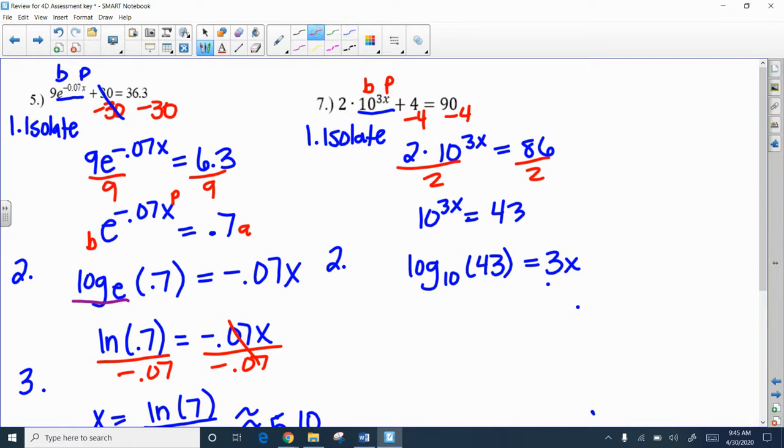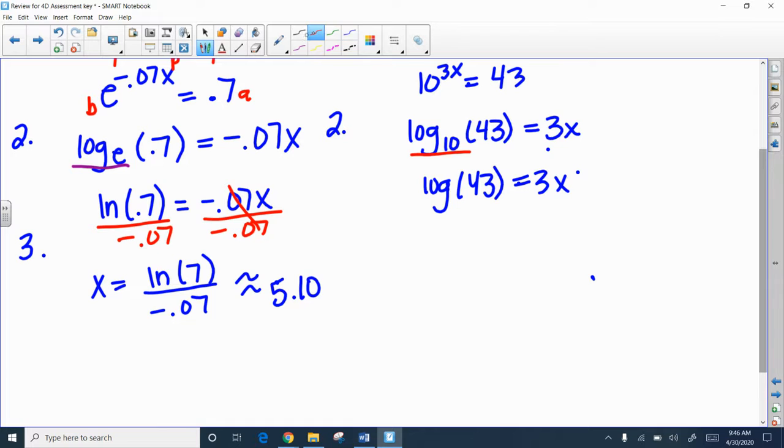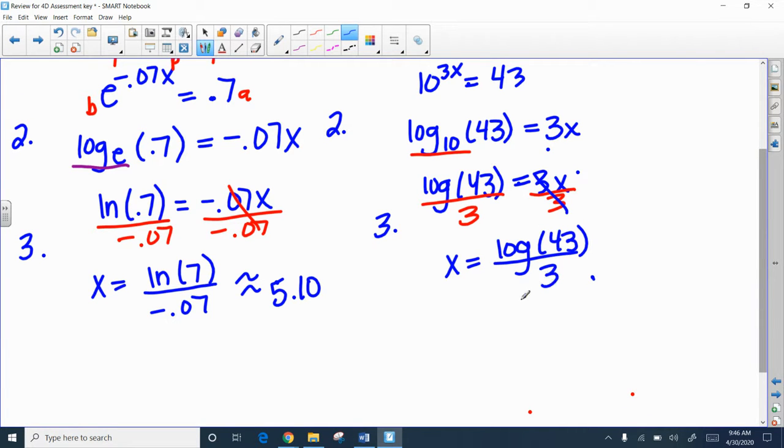Now remember, log base 10 is our common logarithm. So the way I would write this, I would just write log of 43 equals 3x. You don't have to write the 10 on a common logarithm. So that's step 2. Then step 3 is to solve for x. So on this one, to get the x by itself, I would divide both sides by 3. And then we would have x equals log of 43 divided by 3. And we can approximate that.